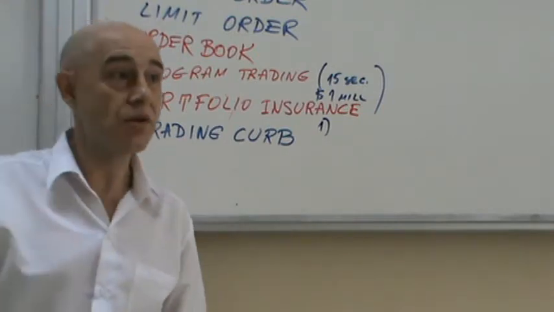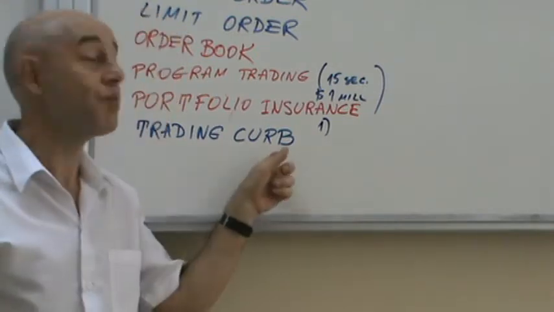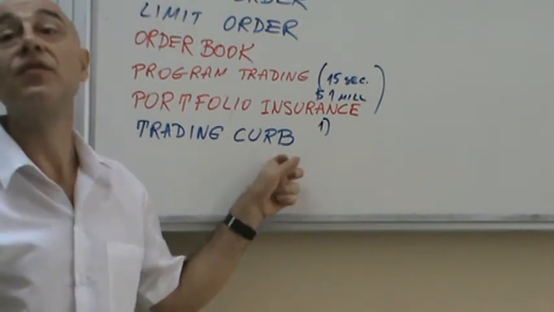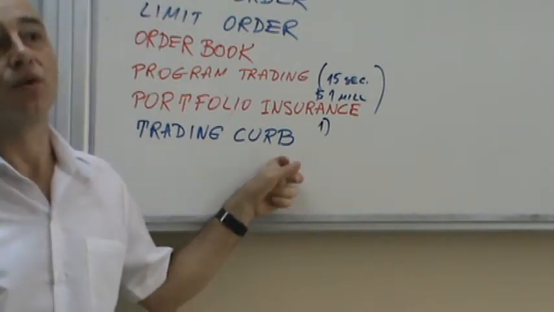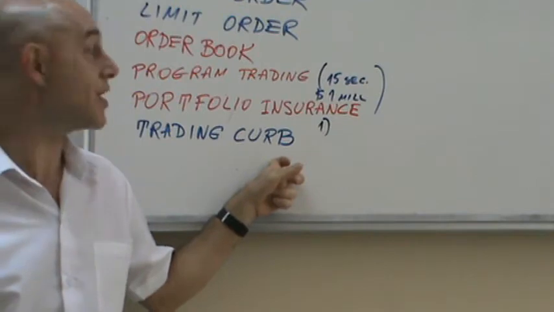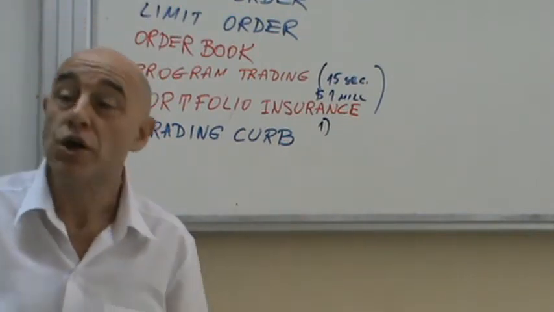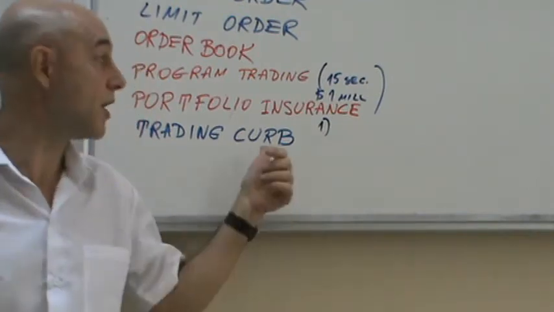So in your market, the trading curve may be very different from that of Thailand, or that of the United States or the UK. It could be very different. Or you may not have a trading curve at all.